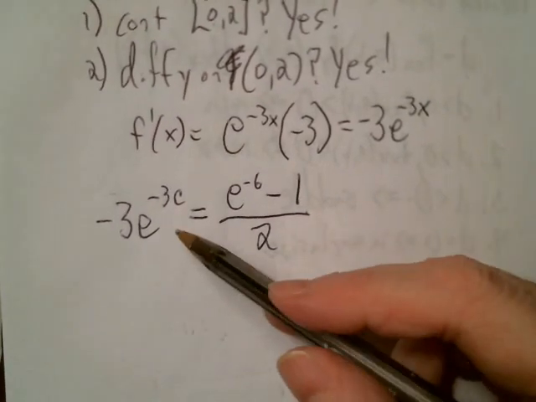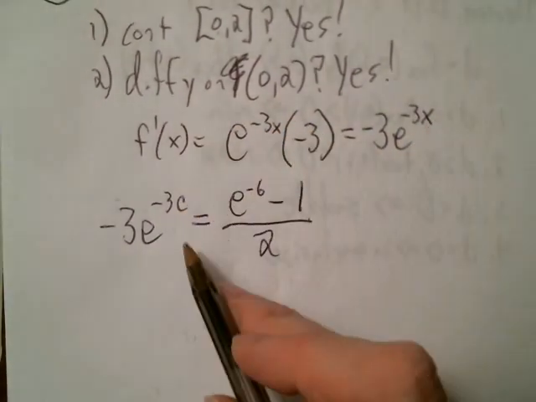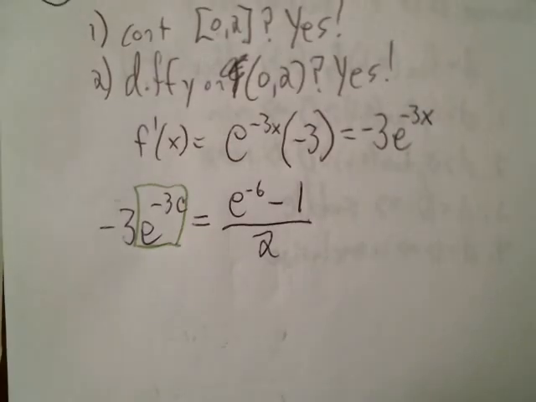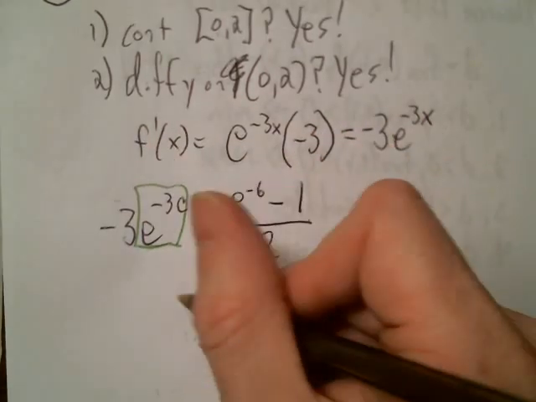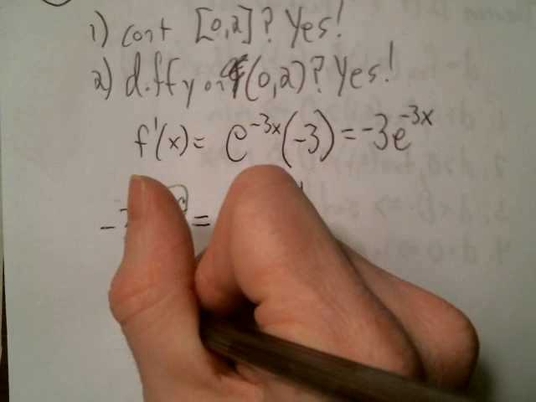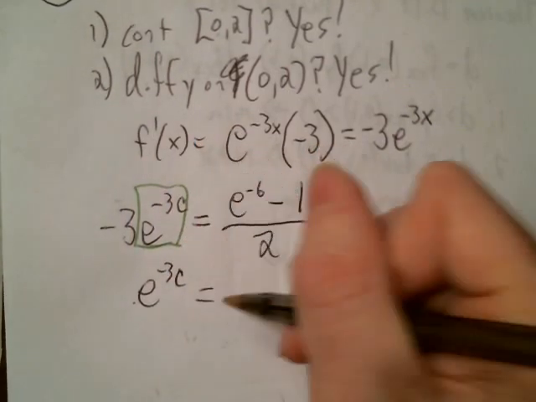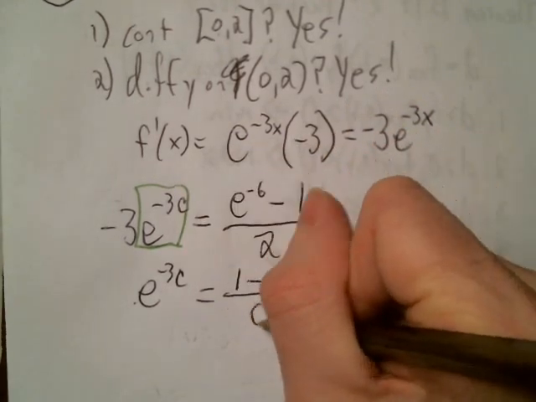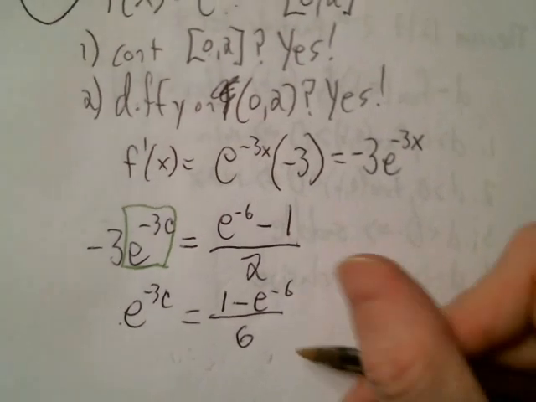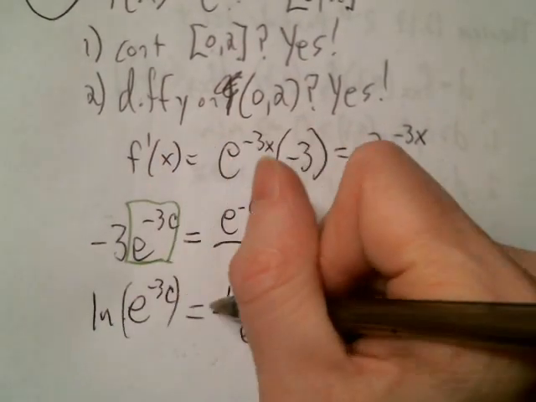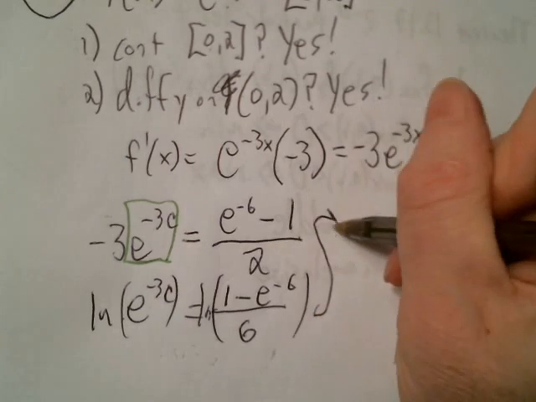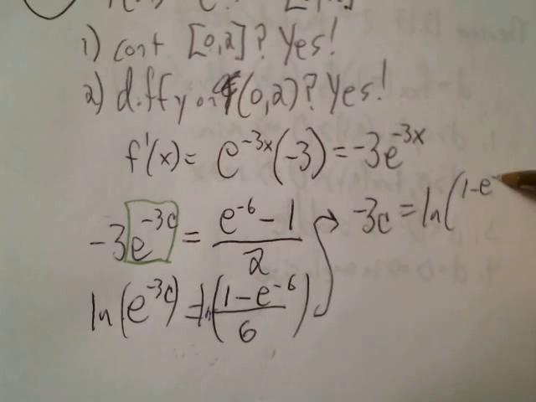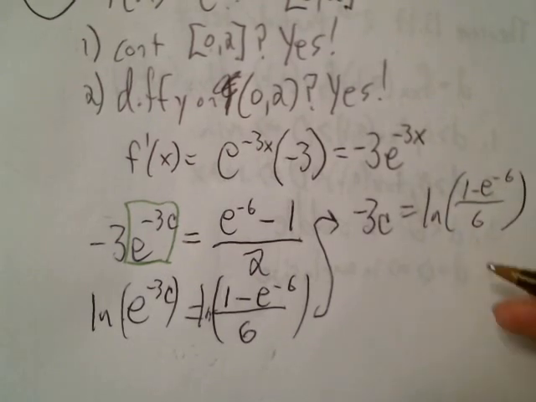Right? This is an exponential equation. I'm trying to solve for c. All right, so I need to get this term here isolated, this factor isolated. So divide both sides by -3, or multiply by -1/3 if you wish. So e to the -3c is, and if I move the negative to the top, it'll be 1 minus e to the -6 all over 6. Take ln's on both sides. Okay. So I get -3c equals ln of this mess. And then divide both sides by -3.